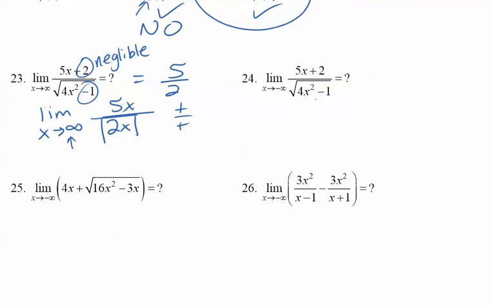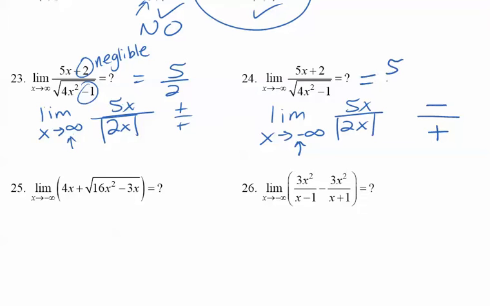And here we've got the same problem in 24, but notice that this time we're going to negative infinity. So our ratio is not exactly 5/2 because the numerator will still be positive, but as we go to negative infinity, our numerator will be negative. So here we get -5/2. Okay, so there's an example of a function that has a different asymptote on the left end and the right end.